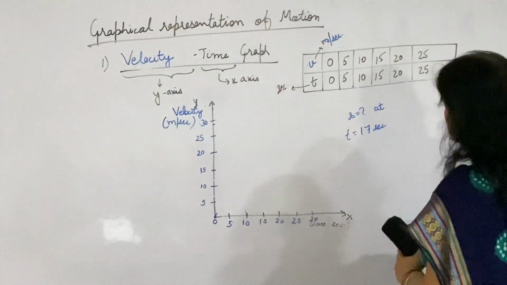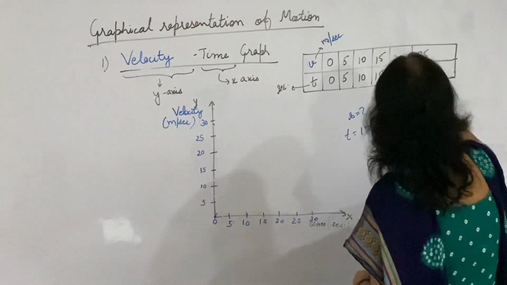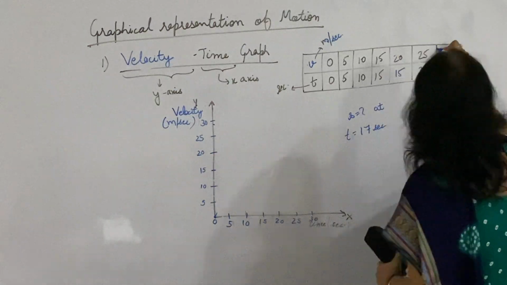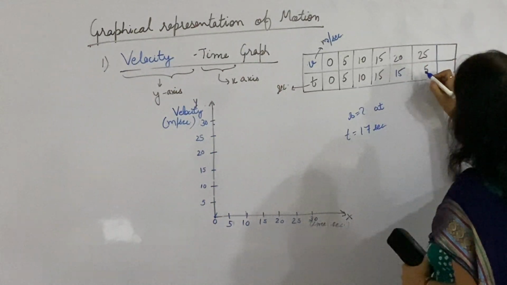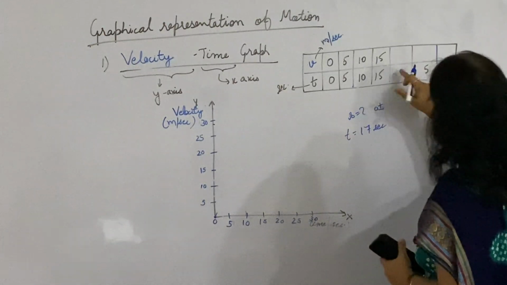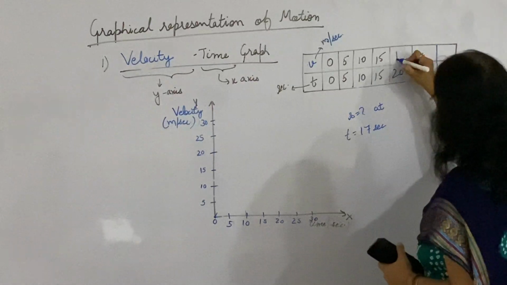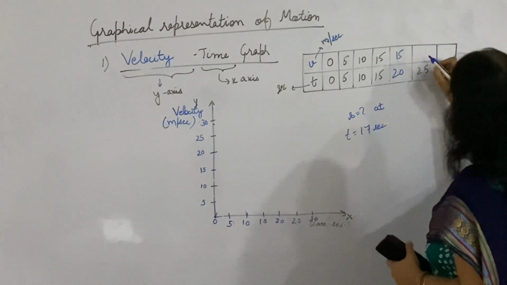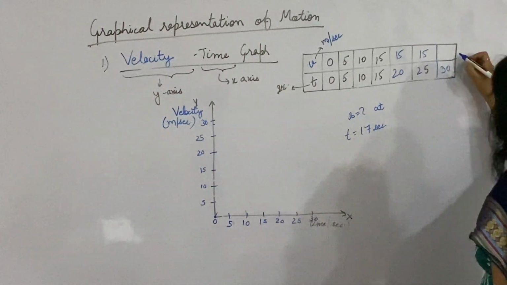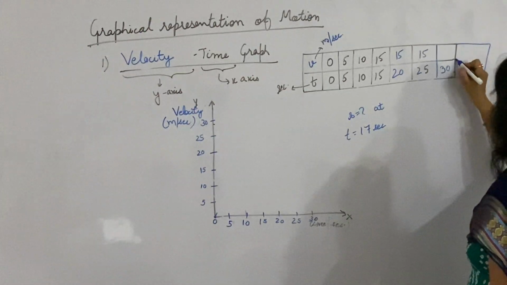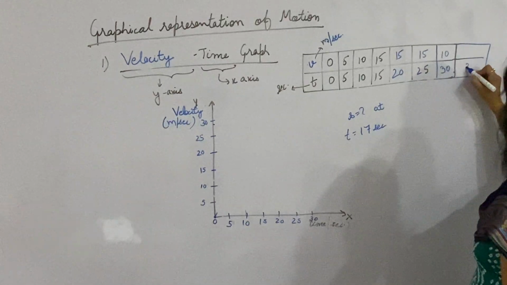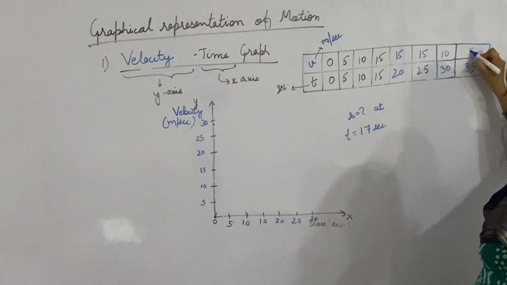Here we make a small change: this is 20, object is 15, 25, sorry, mistake. At time period 20 velocity is 15, at time period 25 velocity is 15 meters per second, and if time is 30 seconds, velocity decreases to 10, and if time is 35, velocity decreases to 5.